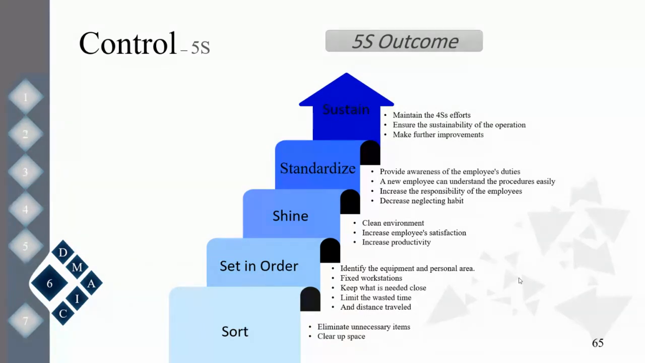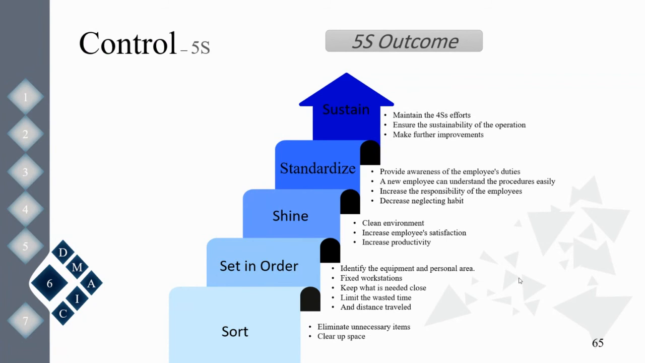The third S is Shine, a clean environment that increases the productivity and satisfaction of the employee. And the fourth S is Standardize, which provides awareness of the employee's duties. A new employee can understand the procedure easily, and it increases the responsibility of employees and decreases neglecting habits.